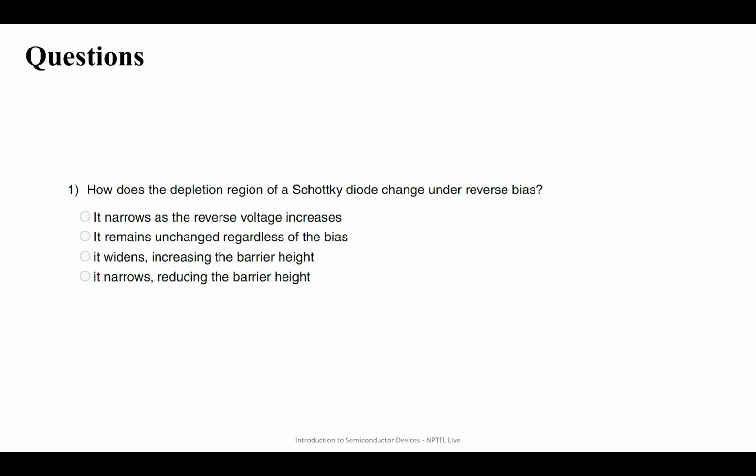So there is a question in the chat about HEMT. A HEMT is called a high electron mobility transistor. It works on a completely different concept than PN diodes or Schottky diodes.